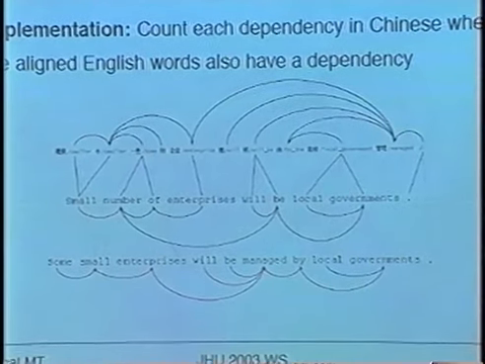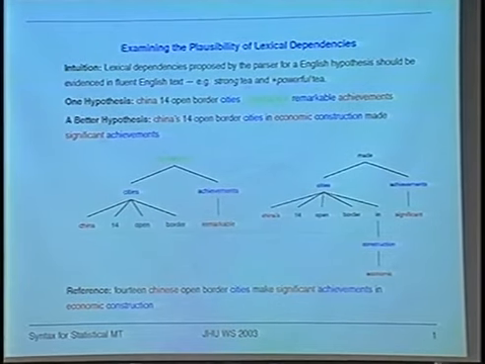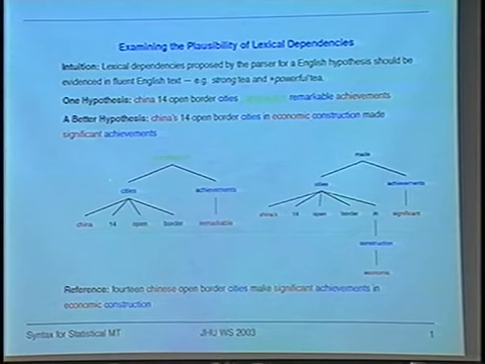A second dependency feature, something that Sanjeev worked on, was examining the plausibility of the dependencies. The idea in this feature function was to look at every dependency pair and say, is this a common dependency? Here's an example on the left of one candidate, which is perhaps not very good. It reads, China, 14 open border cities, construction, remarkable achievements. If you look at the tree, we have cities modifying construction and achievements modifying construction. Probably that's not seen very frequently in good English.